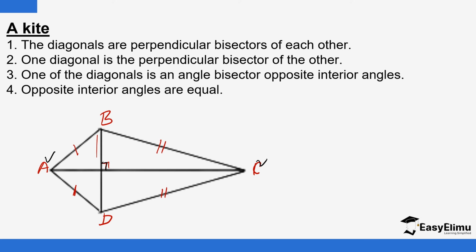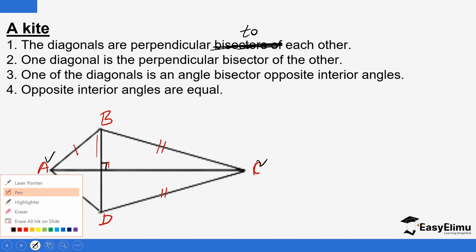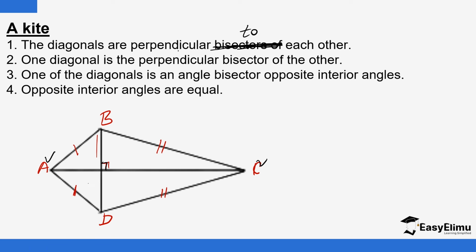So the diagonals are perpendicular to each other. You erase this one here. So you say the diagonals are perpendicular. They are perpendicular to each other. That one is true. But they don't bisect. Only one of the diagonals bisects the other.